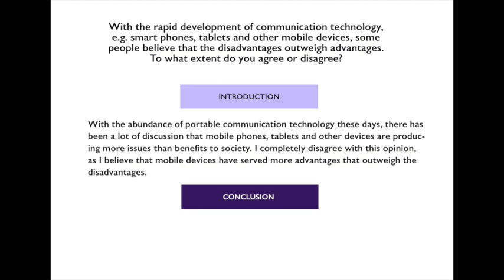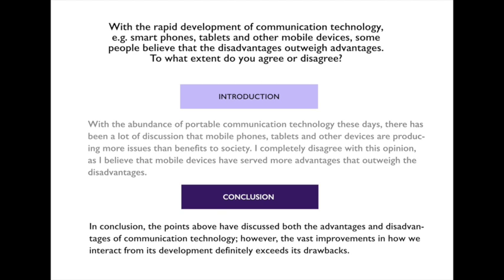So the conclusion is even more simple, but do not underestimate how important it is, because it is the last thing the marker reads before giving your mark out. So you just want to summarize and outline again what you've written above and repeat what your opinion is. This is very important because you just want to show them that you're answering the question. So I wrote, in conclusion, the points above have discussed both the advantages and disadvantages of communication technology. However, the vast improvements in how we interact from its development definitely exceeds its drawbacks.